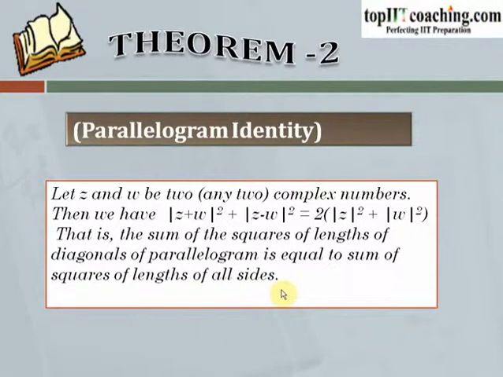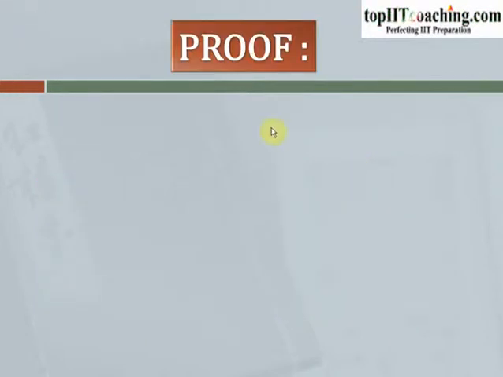So this identity says that if we have any two complex numbers z and w, then we have the relation that modulus of z plus w whole square plus modulus of z minus w whole square is equal to 2 times the sum of squares of modulus of z and modulus of w. When we look at this identity from the parallelogram point of view, then we can say that the sum of the squares of lengths of diagonals of a parallelogram is equal to the sum of the squares of lengths of all the sides. So let's once again look at the proof of this theorem.